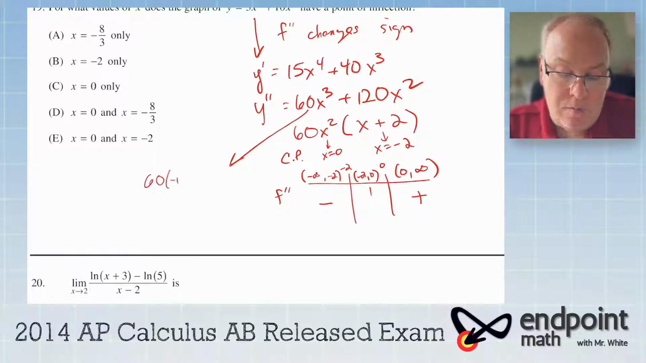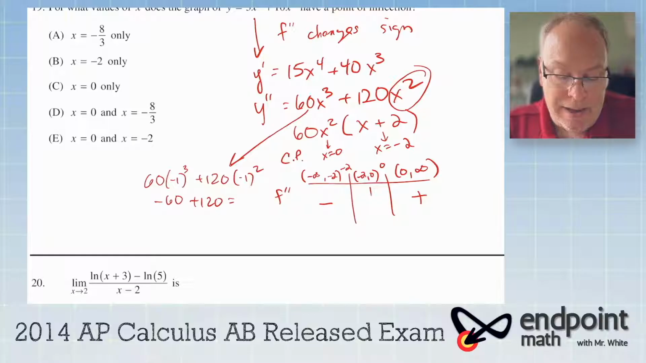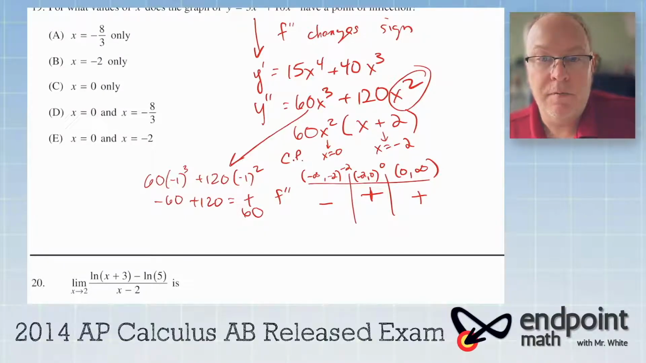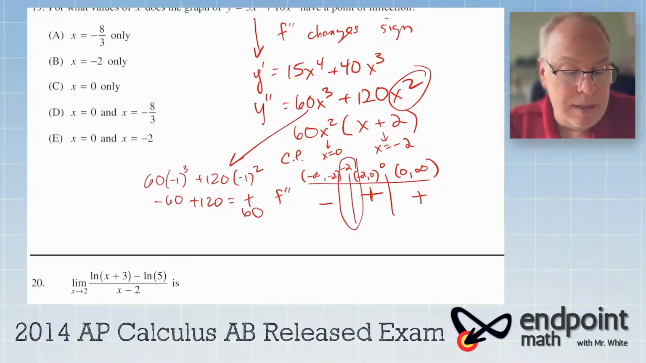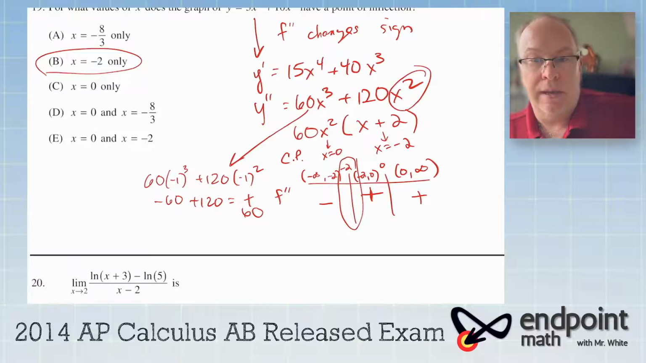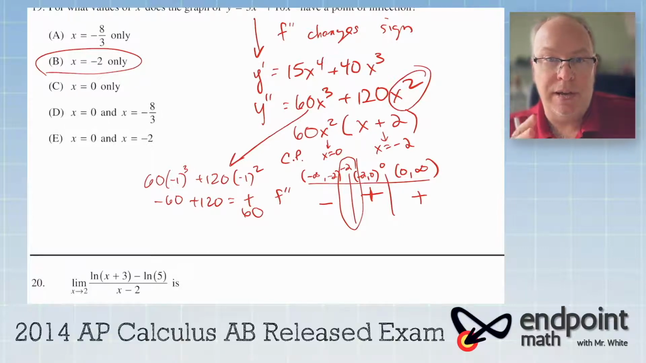60 times negative 1 to the third power, that's just negative 60. And then, of course, anything squared is positive. So plus 120 times negative 1 squared is plus 120. That is positive 60. All we care about is the sign. So this is concave up there. The original function is concave up. So we have a point of inflection at negative 2 only. Negative 2 only. That's where the sign changed. Didn't really care about analyzing that first derivative here.